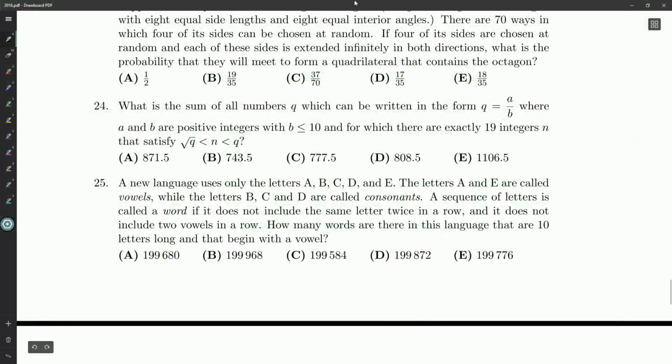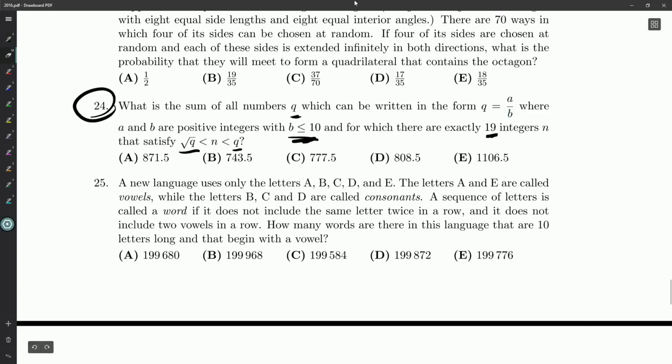Root Beer here, looking at question number 24 on our 2016 Grade 10 Cayley contest. What is the sum of all numbers q, which can be written in the form a over b, where a and b are both positive integers, and b is limited to be less than or equal to 10? And we've got an extra condition here for which there are exactly 19 integers between root q and q, strictly between them, and q can't be n or anything like that, although q could be an integer, I guess. B could be 1, for example.